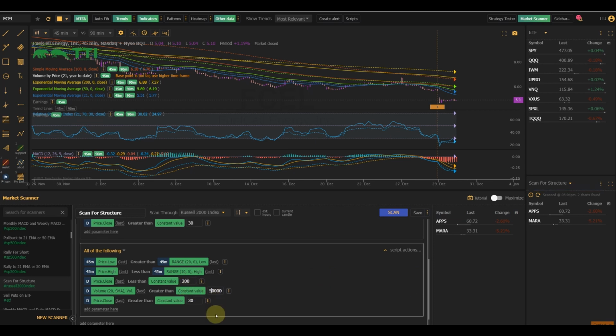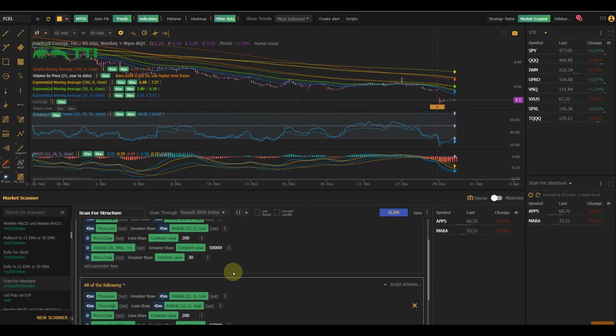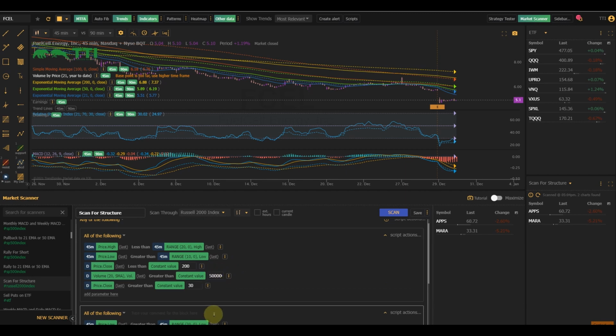That's the idea. That's the idea is to find the real solid entries.